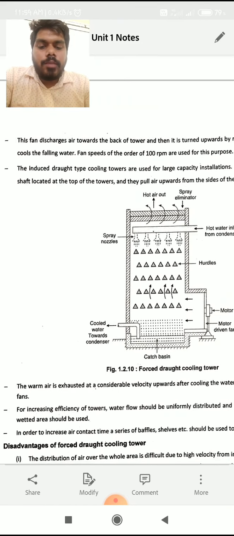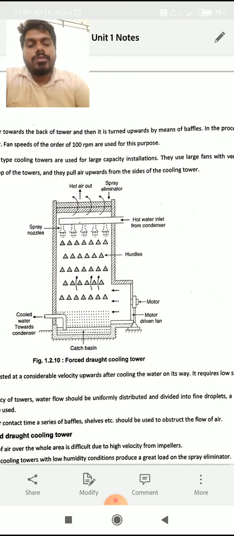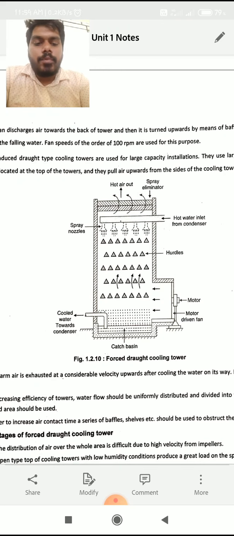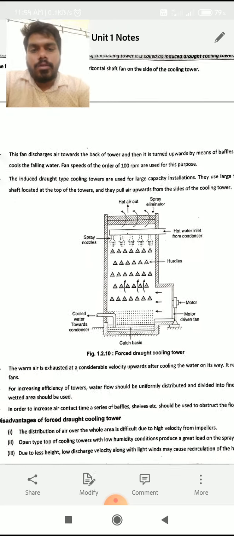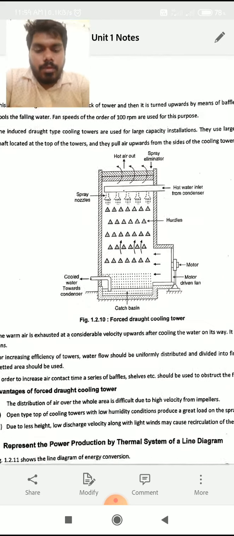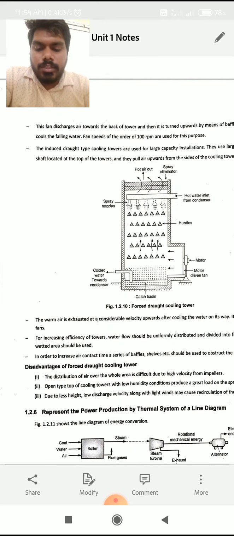The induced draught type cooling towers are used for large capacity installations. There is a large fan with a vertical shaft located at the top of the tower. It pulls air upward from the side of the cooling tower. The warm air is exhausted at a considerable velocity upward after cooling the water on its way. It requires low speed fans for efficiency.